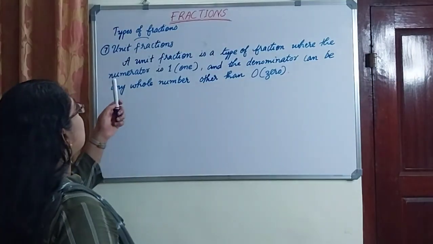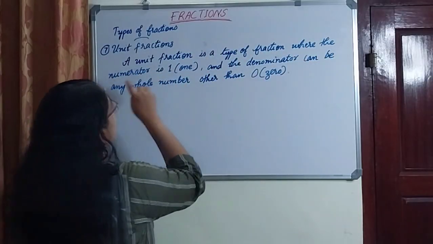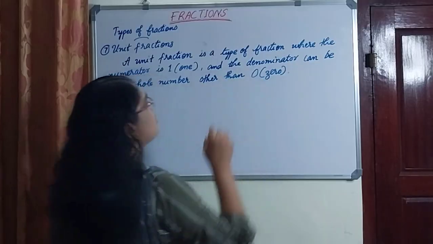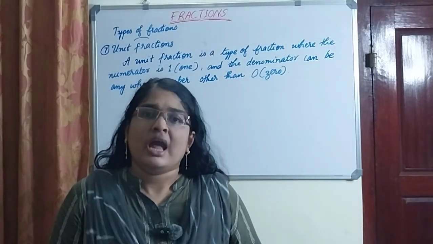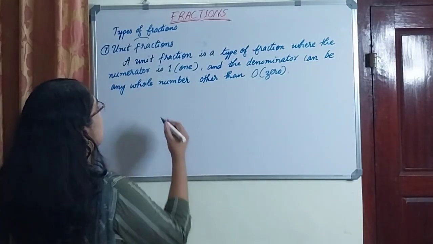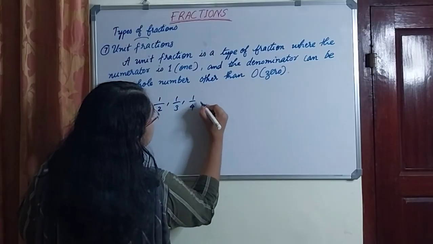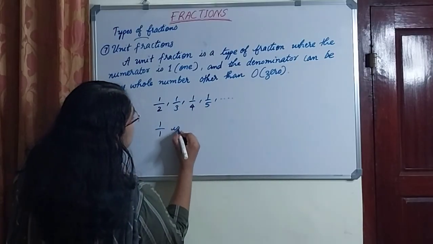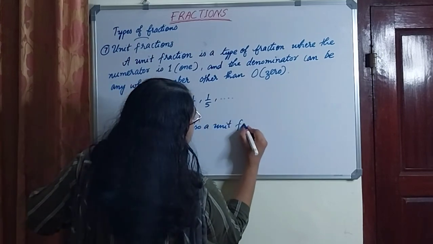The last category is unit fractions. A unit fraction is a type of fraction where the numerator is 1 and the denominator can be any whole number other than 0. In this type of fraction, the numerator is always 1 and the denominator can be any whole number other than 0. Examples: 1 by 2, 1 by 3, 1 by 4, 1 by 5, etc. 1 by 1 is also a unit fraction.